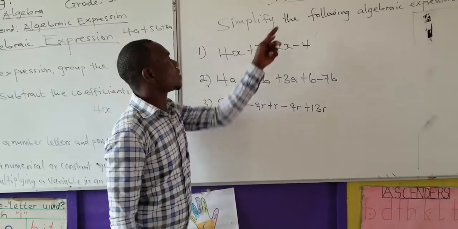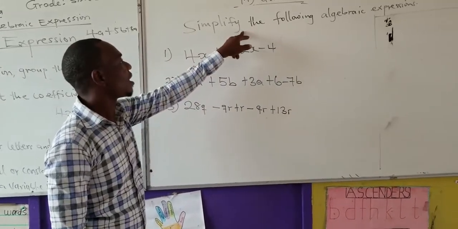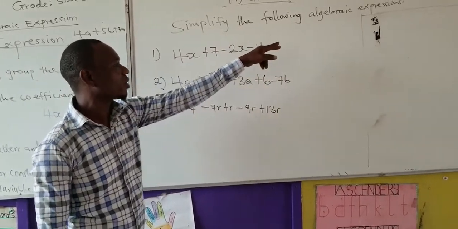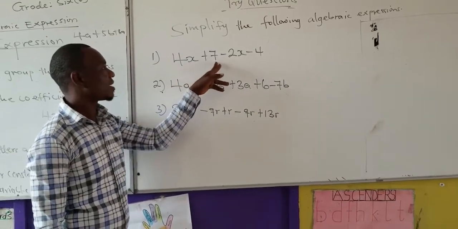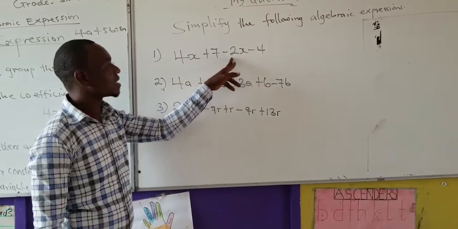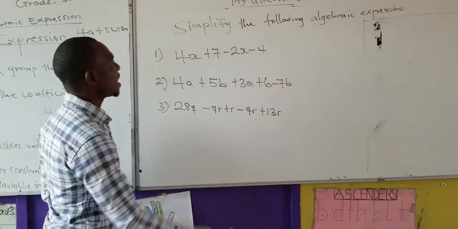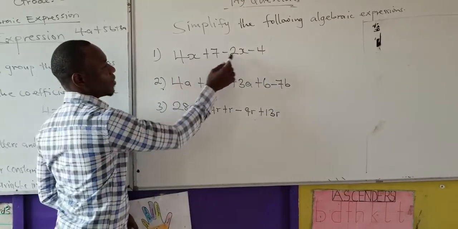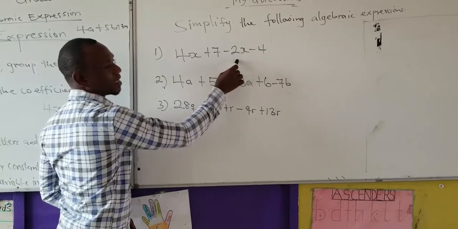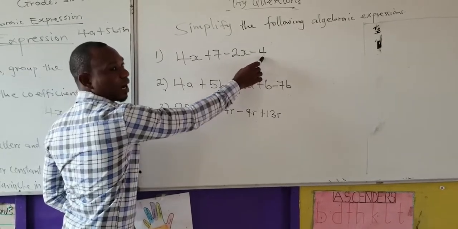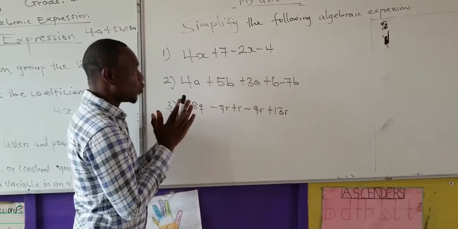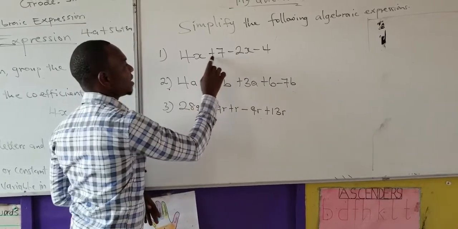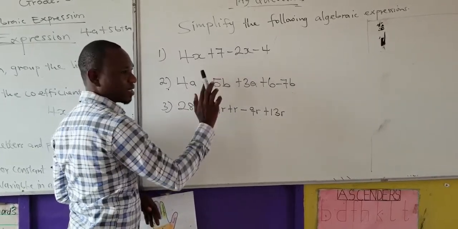Okay, so the try questions are these. Simplify the following algebraic expressions. Number 1, 4x plus 7 minus 2x minus 4. So here you realize that the like terms are the ones with the what? This one and this one, they are like terms, and the 7 and the 4 are also like terms, but they don't have alphabet, so they can be grouped together. Group them without changing their what? Their addition or subtraction sign.